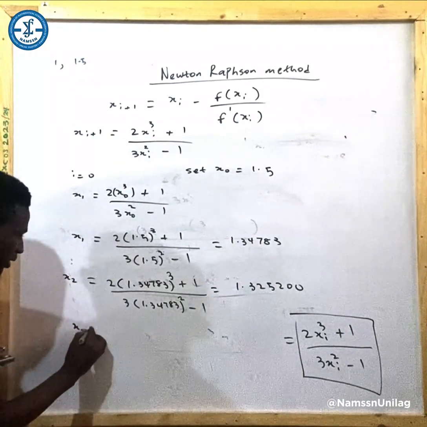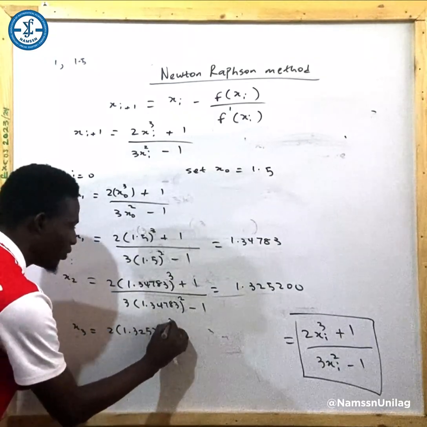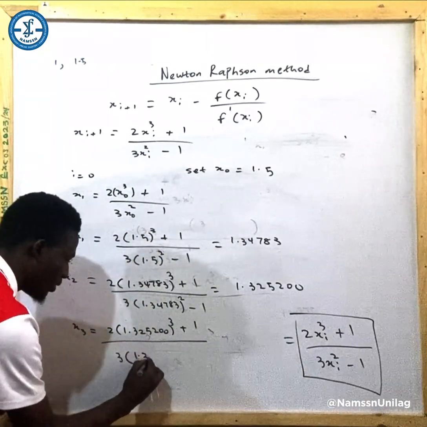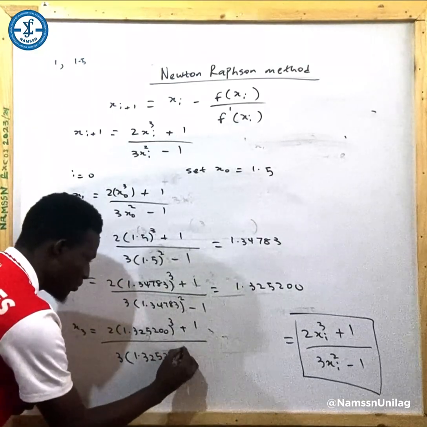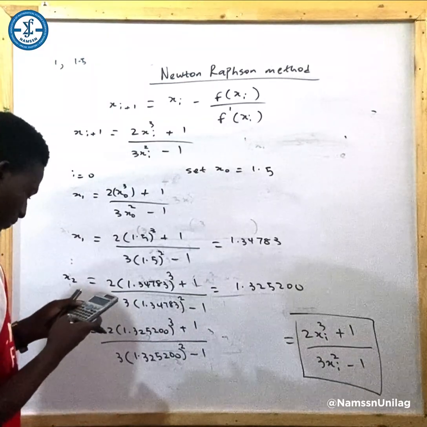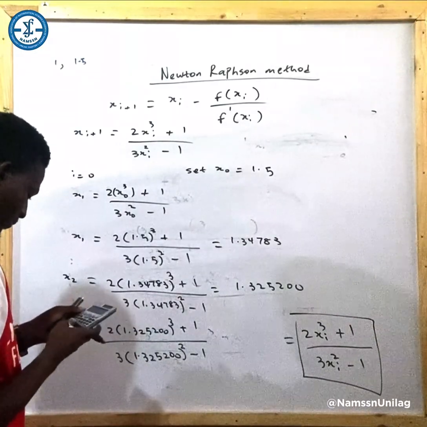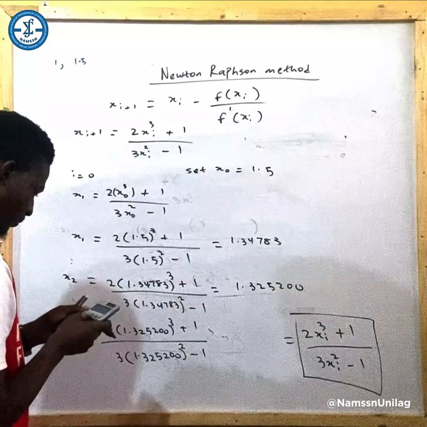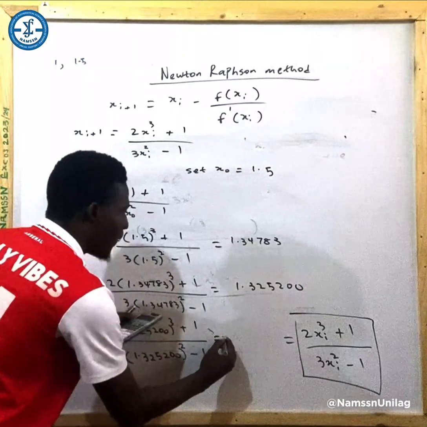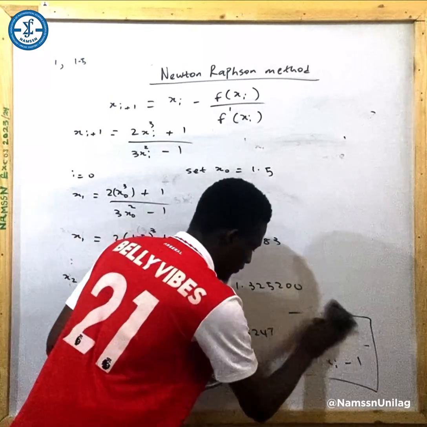Moving on to x3, I'll replace with x2. So I have 2 into bracket 1.325200 cubed plus 1 over 3 into bracket 1.325200 squared minus 1. So I have 1.3247.